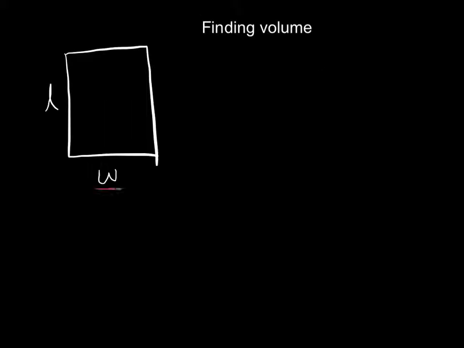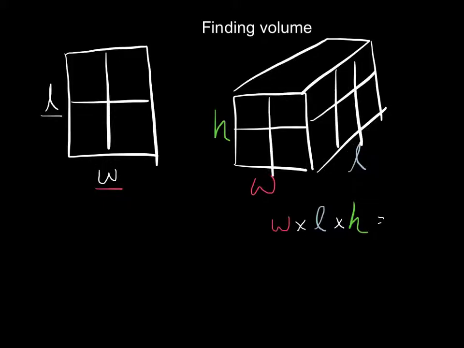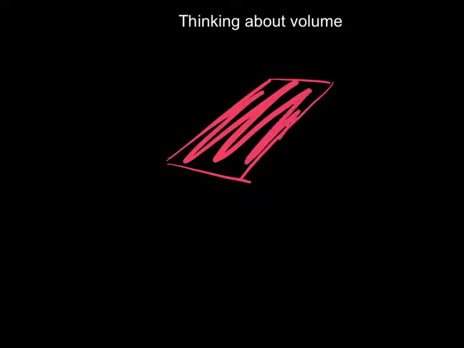With area, we multiplied in our two dimensions, length and width, to find our square units. With volume, we still multiply length and width, but now we have a third dimension, the height. When we multiply the length times width times height, we get our cubic units. It will help us later on to think about volume as multiplying an area by how tall an object is.